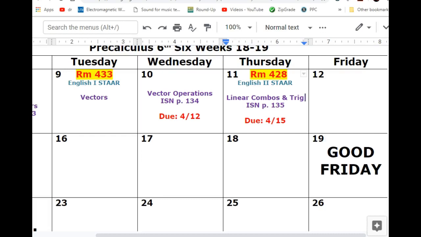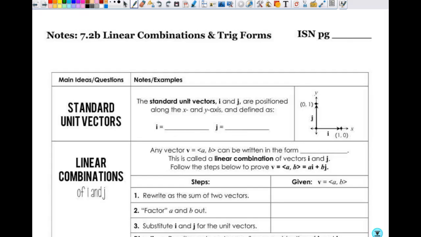Okay, here's your calendar. Pause it to be able to write it down because I'm about to click over to the other screen. All right, it's going on page 135 when we are done. We are still talking about vectors.